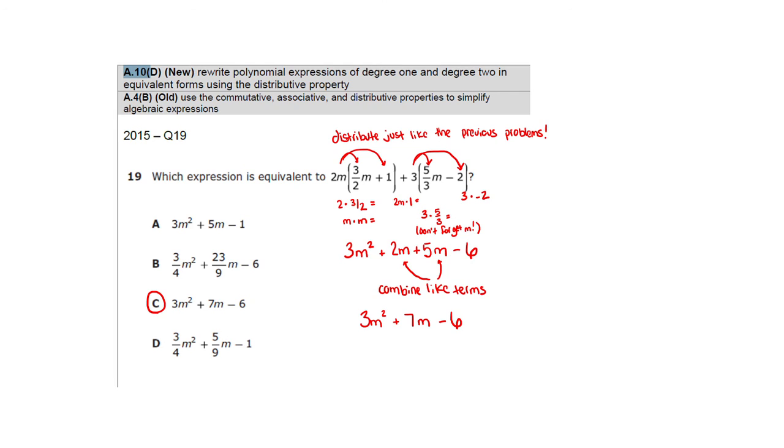Okay, here it comes. So if I multiply 2m times 3/2 m, I'm going to get 3m squared. I know it's m squared because these exponents add together to be squared. Then 2m times 1 is 2m. You're going to add that together with 5m, which is what you get after multiplying 3 times 5/3 m. And those are like terms, so I add them together to be 7m. Now the -6 and the 3m squared just come down, so your answer is C.